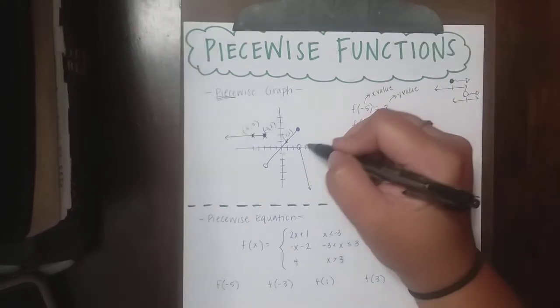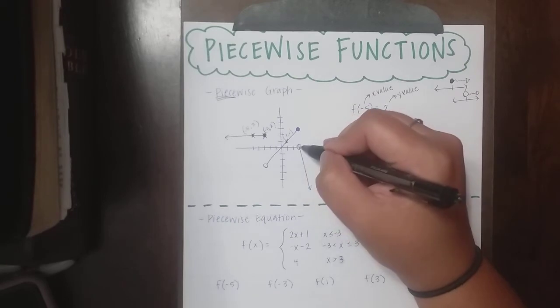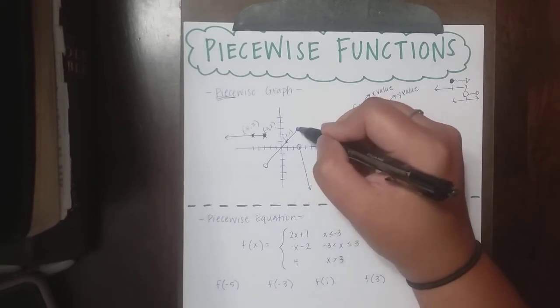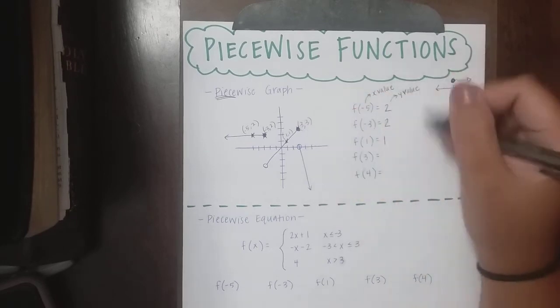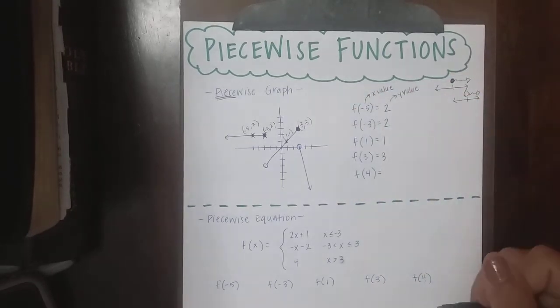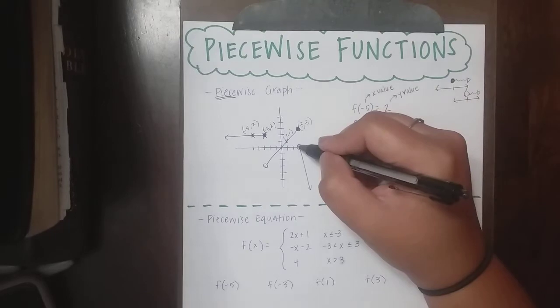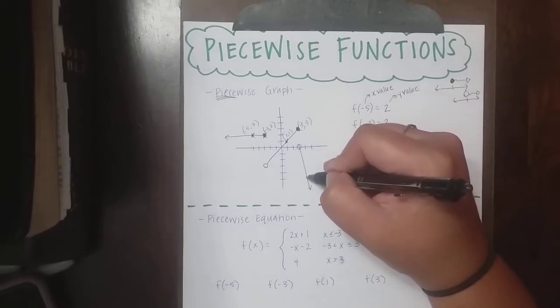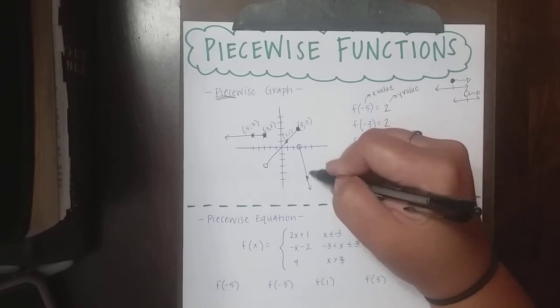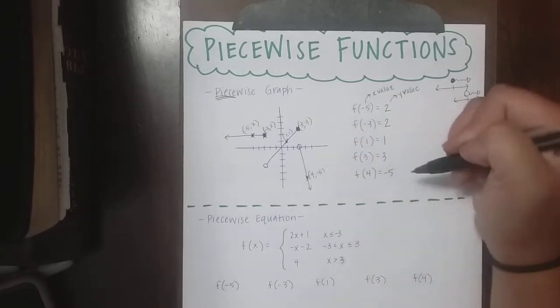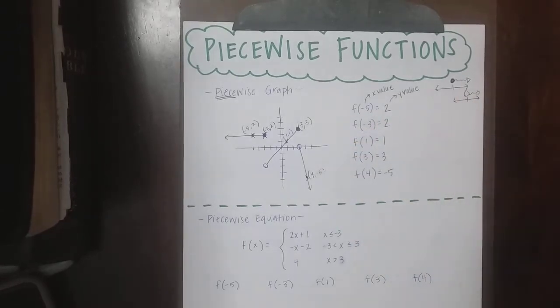f of 3, right? Another tough one. I go to 3 and I've got 2 dots. I want the closed dot. So this looks like I'm at (3, 3). So f of 3 equals 3. And then f of 4, looks like I am down here. So it looks like I'm at (4, -5). So f of 4 equals -5.